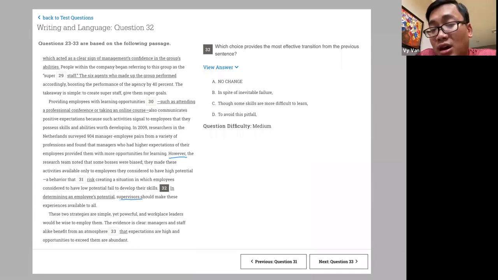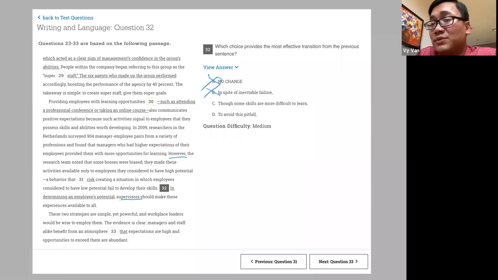So previous sentence talks about, well, some bosses were biased. And then the second sentence is talking about supervisors should, they give us suggestions, should make these experiences available. So they're kind of opposite, contrasting in a way. So which one says that? Indeterminate employees' potential. So that doesn't say anything about it. In spite of inevitable failure. So if you want to say, in spite of this, you want to continue with something good about the bias, but no, here it says you should do something else.